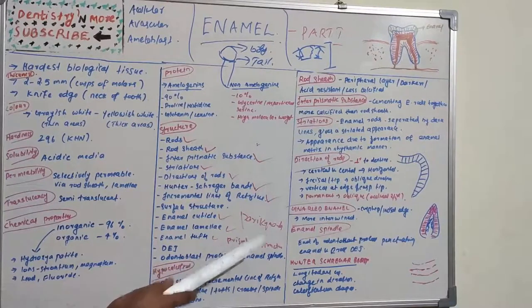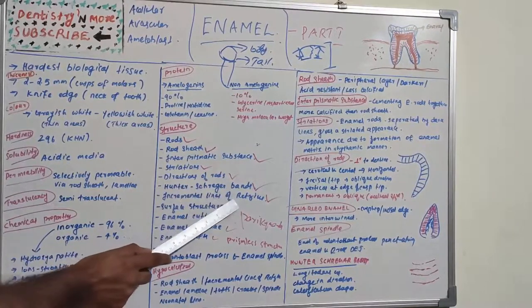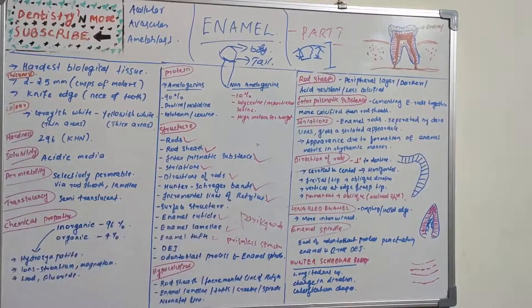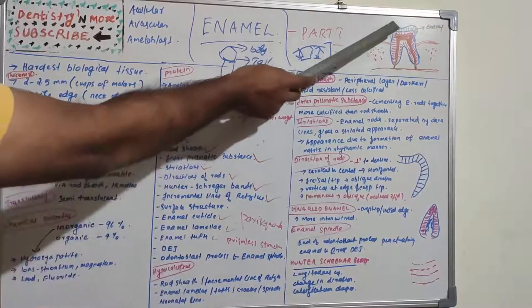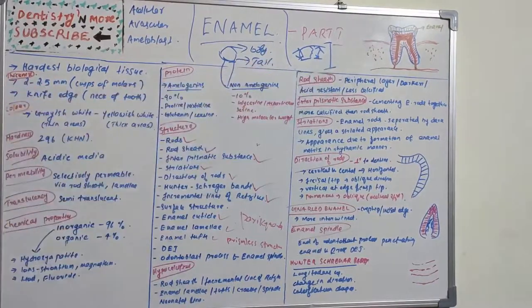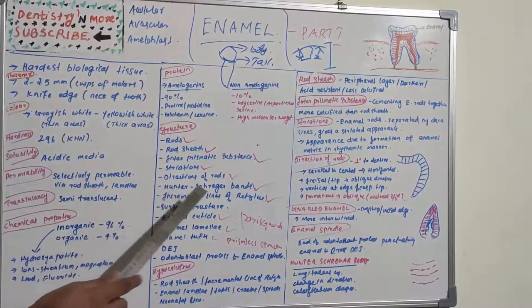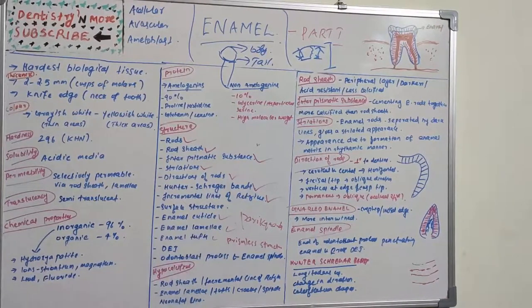Now we have perikymata. These are transverse wave-like grooves believed to be the external manifestation of the striae of Retzius. There will be 30 perikymata per millimeter in the region of the cemento-enamel junction, and their concentration gradually decreases toward the occlusal or incisal surface to 10. So here it will be 30 per mm, and at the occlusal or incisal edge it will be 10 per mm. It is the external manifestation of the incremental lines of Retzius.